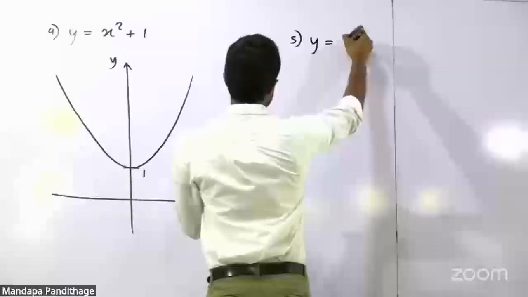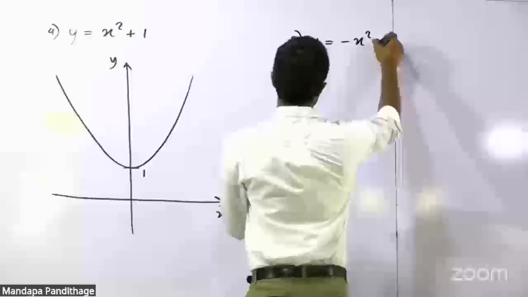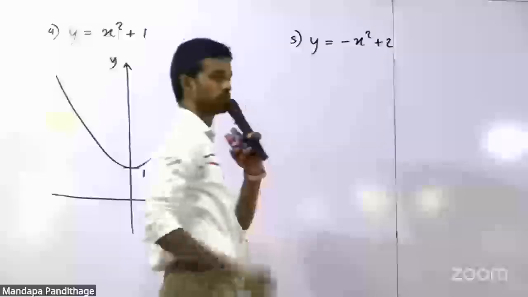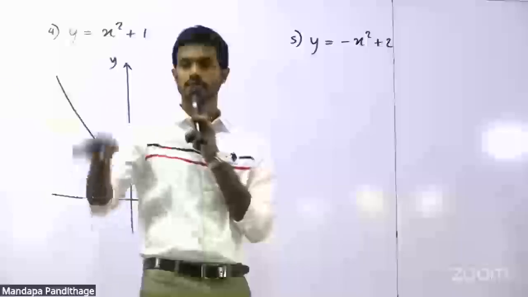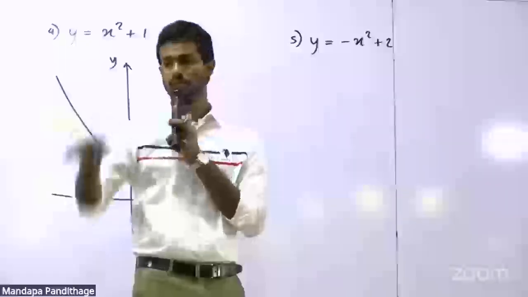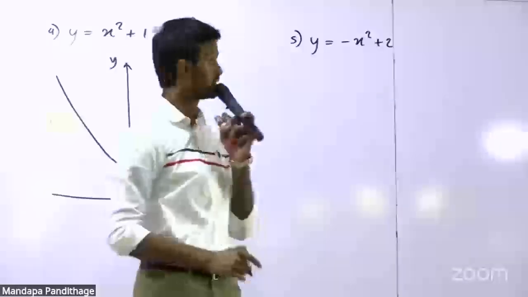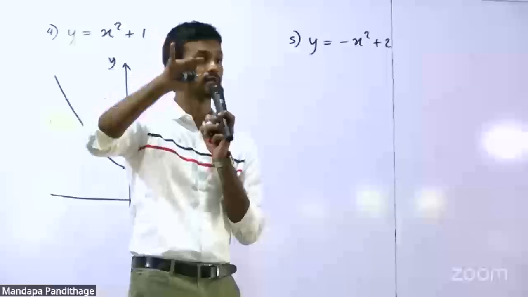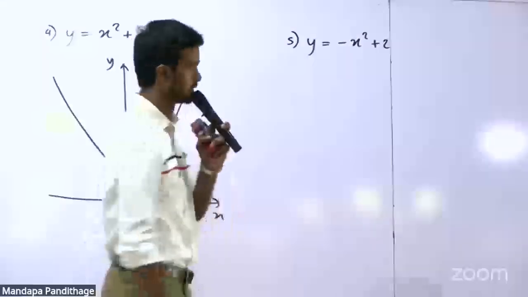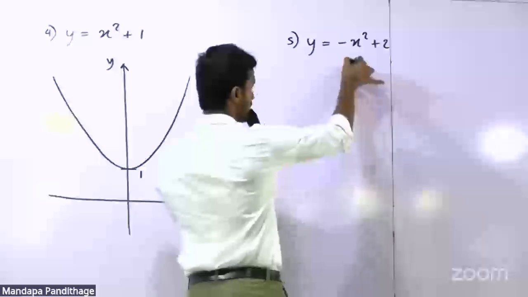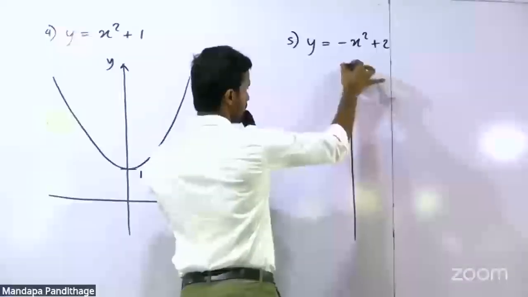Okay, so then we have y equals minus x squared plus 2. So what can you say about this one? First, y equals minus x squared is a parabolic shape graph with a maximum. So now it is plus 2. What happens? That graph goes up by 2 units. Clear? Same thing. The y equals x squared graph goes up by 2 units.